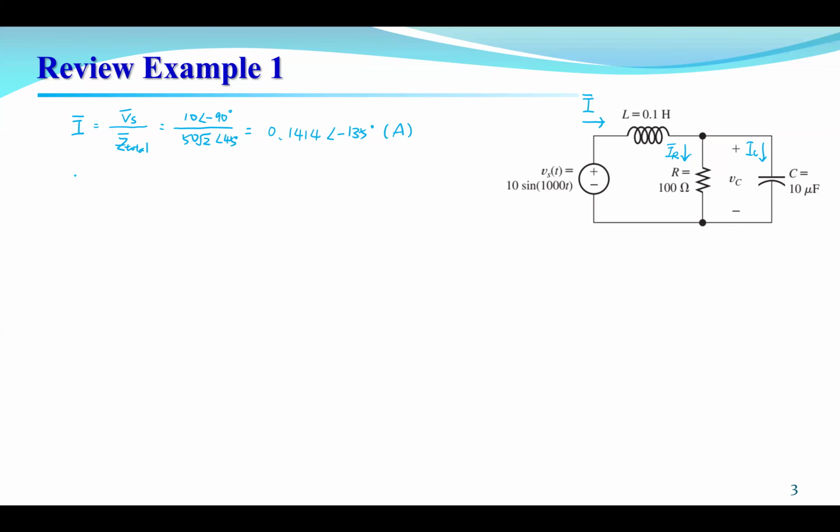Okay, so IR is VC, because this is VC, the voltage across the capacitor, also the voltage across the resistor, divided by ZR, which is 10 angle minus 180 degrees divided by 100, a real number, but you can write it with angle 0 degrees. So it's 0.1 and the angle is minus 180, in amps.